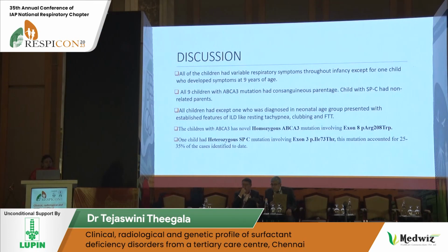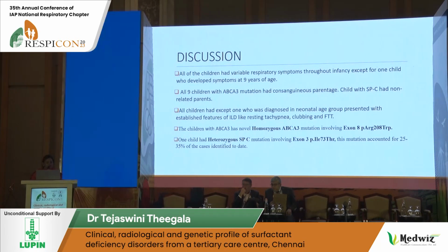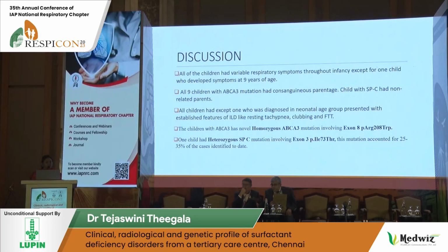All of the children had variable respiratory symptoms throughout infancy, except for one child who developed symptoms at 9 years of age. All children with ABCA3 mutation had consanguineous parentage. The child with SPC had non-related parents. All children except one presented to us with established ILD. The only child who did not have established ILD is the child who was diagnosed at neonatal age itself. Children with ABCA3 had a novel homozygous mutation in exon 8, and one child had a heterozygous SPC mutation.